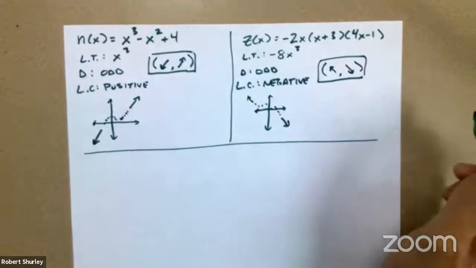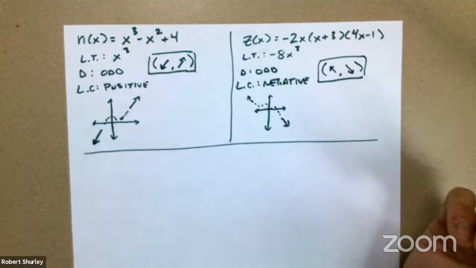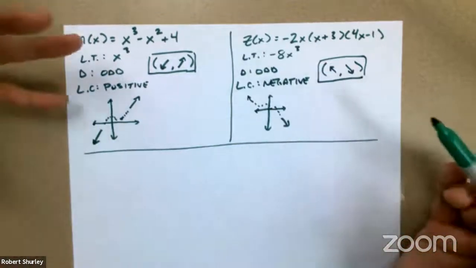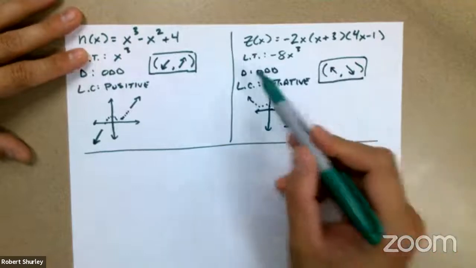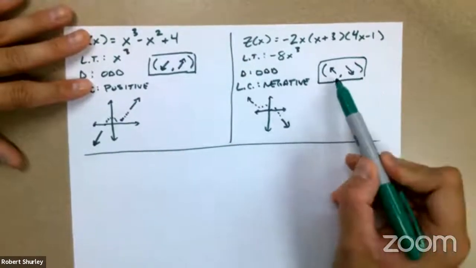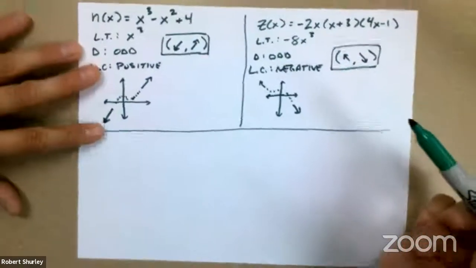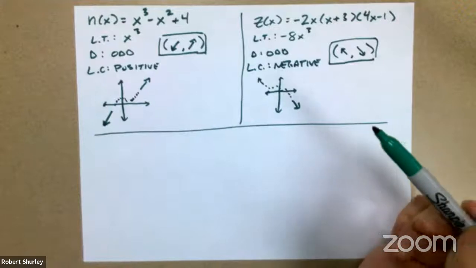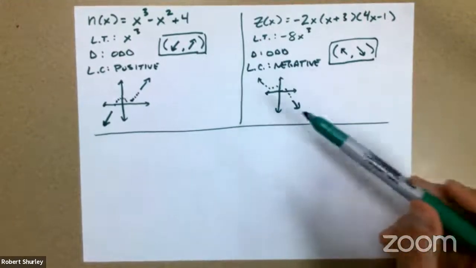Your book uses some language, and even on the test, the language sounds like that. For some of the questions, it'll ask, what's the end behavior of this graph? You'll have to say it falls to the right and it rises to the left. So don't get caught off guard. You might just have to read it and interpret it a little. But falls to the right, rises to the left.